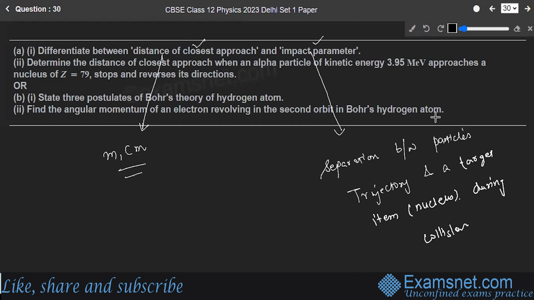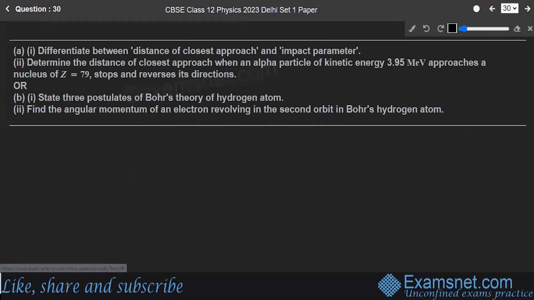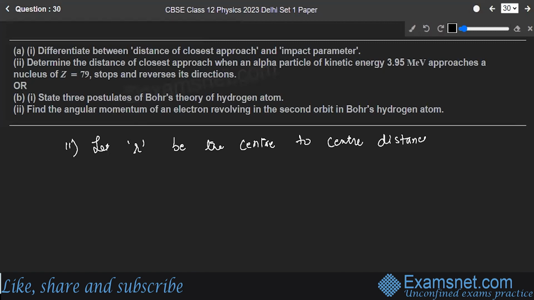The second one: determine the distance of closest approach when an alpha particle of kinetic energy this much approaches a nucleus with atomic number 79, stops and reverses its direction. Okay, let's say R be the center to center distance between the nucleus and the alpha particle when the alpha particle is stopping.